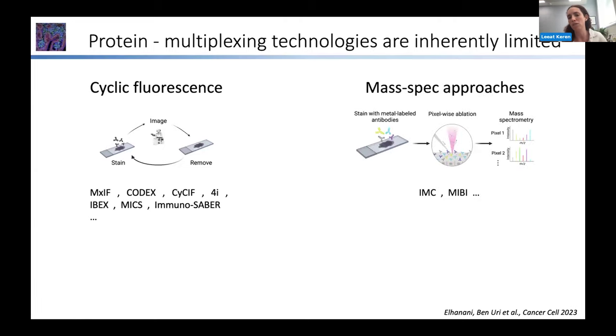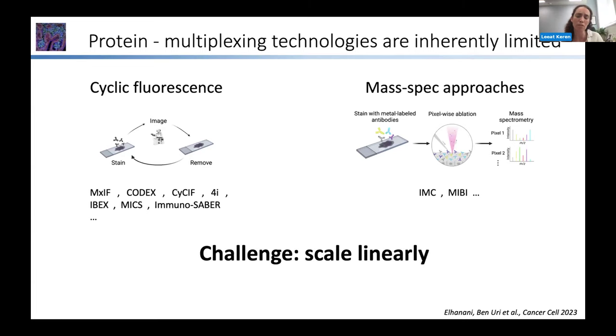The other type of approaches are mass spec-based approaches. Again, very similarly to the fluorescence-based approaches, they will use antibodies, only now we will conjugate these antibodies not to fluorophores, but rather to different metal isotopes. And currently we have around 40 or 50 metal isotopes that we can conjugate to antibodies, and then we can image them. Of course, we can't image them using a microscope because they're metals, but what we do is we go over the tissue pixel by pixel, raster it, and send the material into a mass spectrometer, and thereby we can identify the presence of these metals in the tissue. And again, there are different technologies that fall under this mass spec umbrella.